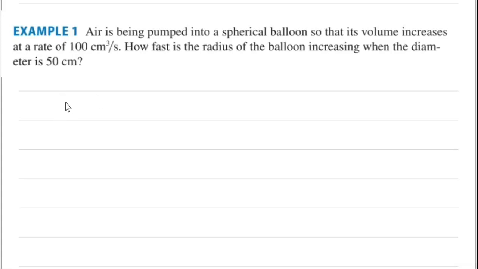Air is being pumped into a spherical balloon so that its volume increases at a rate of 100 centimeter cube per second. How fast is the radius of the balloon increasing when the diameter is 50 centimeter? There are some terms which you need to put in place.